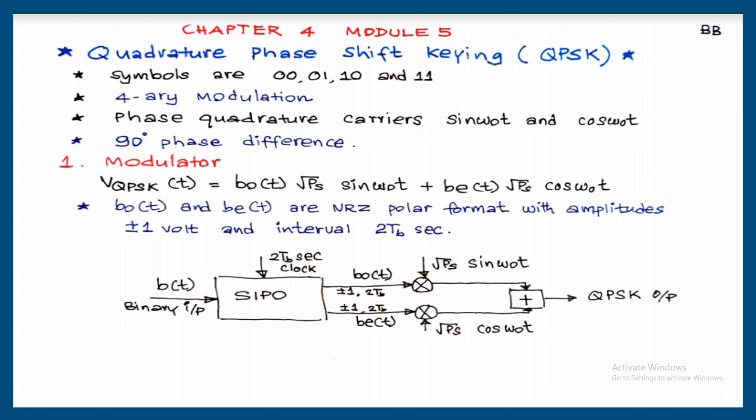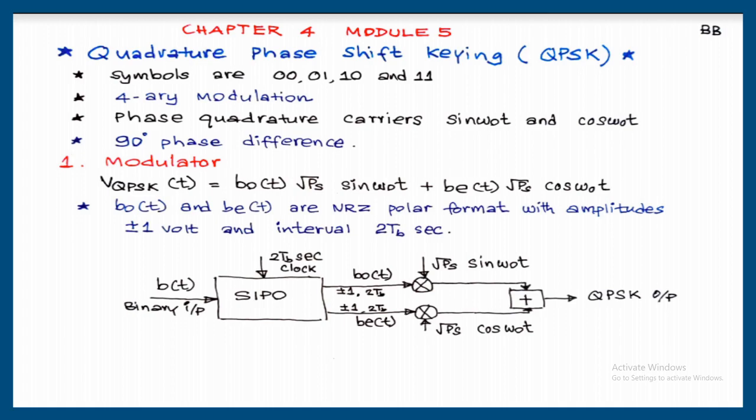QPSK is 4-array modulation. So there are 4 symbols: 00, 01, 10 and 11. For getting those 4 symbols, 2 bits are going to be taken together. So the total duration of each symbol will be 2 TB second. The symbols are 00, 01, 10, 11. So now we want to get 4 different phase modulated signals to represent 00, 01, 10 and 11.